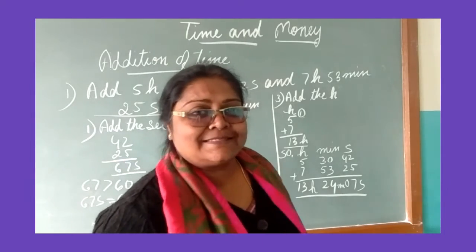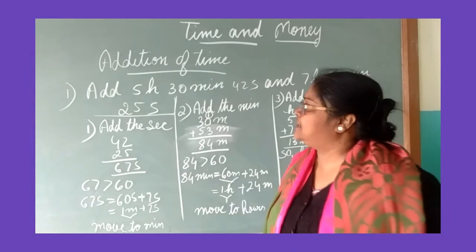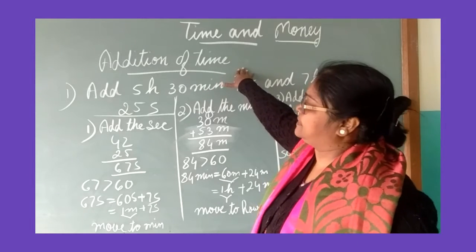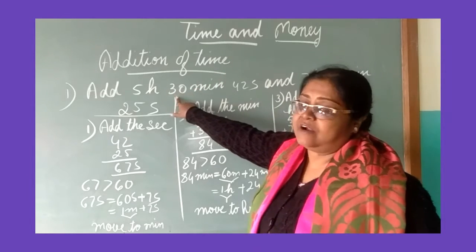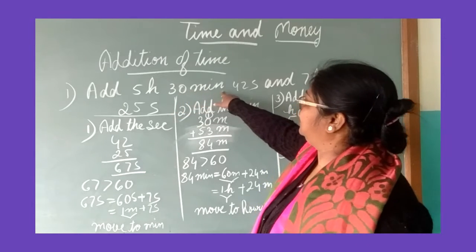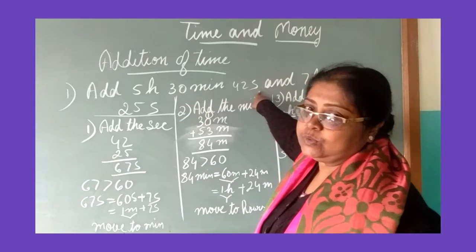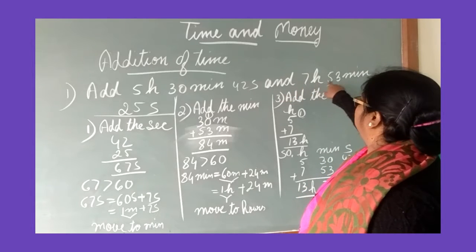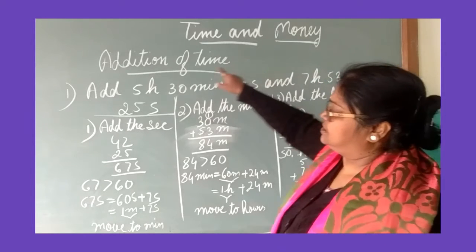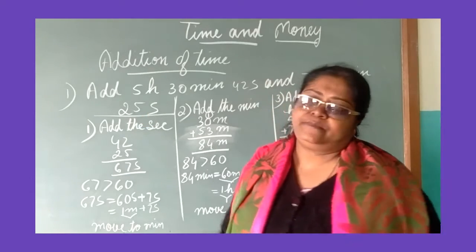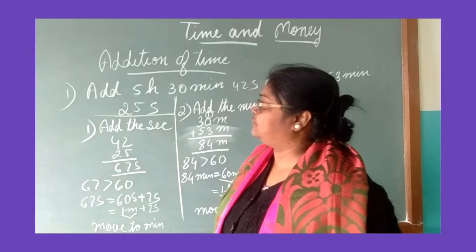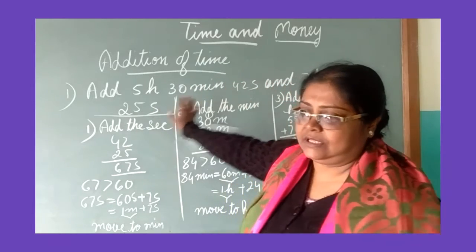So in this question, students, it is given: addition of time, 5 hour 30 minute 42 second and 7 hour 53 minute 25 second. Okay, so what you have to do in this is add the whole thing.